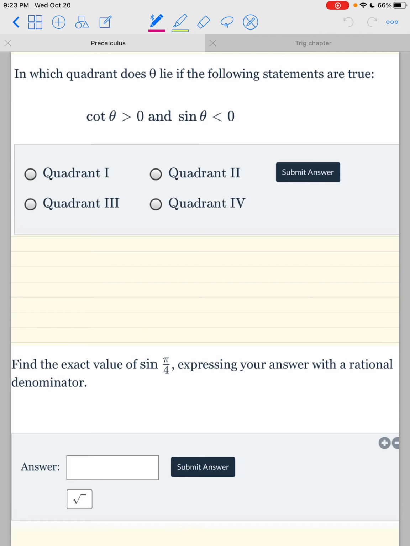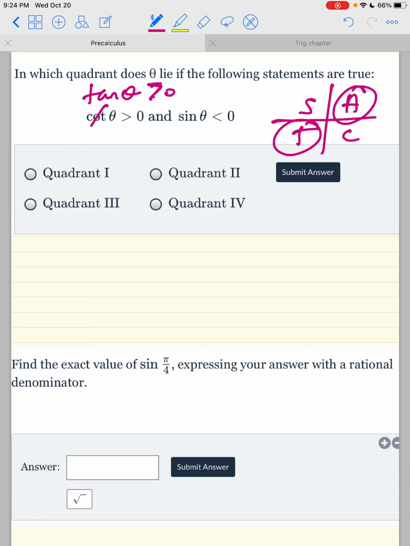Okay, I think that's good for this video. Let me do this last one here, and then I'll show you how to do the exact value. All students take calculus. Cotangent is tangent. Where is tangent positive? Here and here. Where is sine negative? Sine is positive here and here, so it must be negative here and here. So I'm in quadrant 3. I'm going to pick this problem up in the next video where we will use that chart to help us.